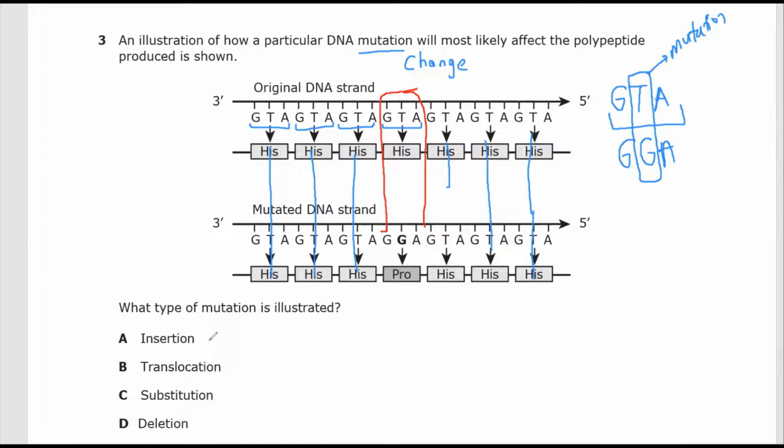Insertion is when you add any nucleotide into the sequence. For example, if this is our original codon, and it was like G and then something comes here and then say A, T, A, you see there's an inserted nucleotide here, but we don't see it here. There's no insertion.